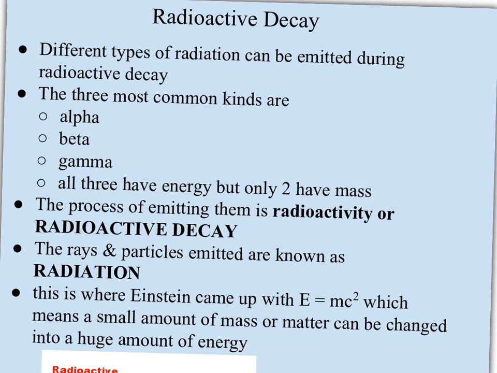Different types of radiation can be emitted during radioactive decay, but the three most common kinds are alpha, beta, and gamma. All three have energy, but only two have mass. And the process of emitting them is known as radioactivity or radioactive decay. The rays and particles emitted are known as radiation. And this is where Einstein got that whole idea of E equals mc squared, E being energy, m being mass, and then c squared is the speed of light. And what that really means is a small amount of mass or matter can be changed into a huge amount of energy. And let me just give you a graphic here of kind of what's going on with radiation.